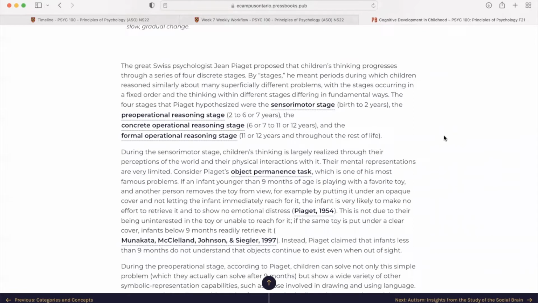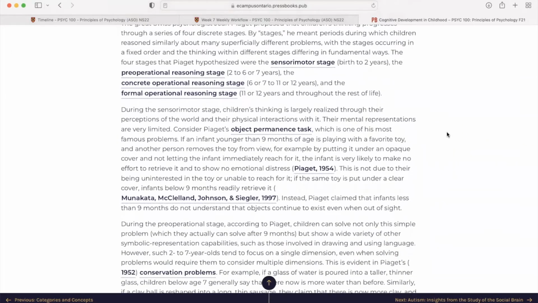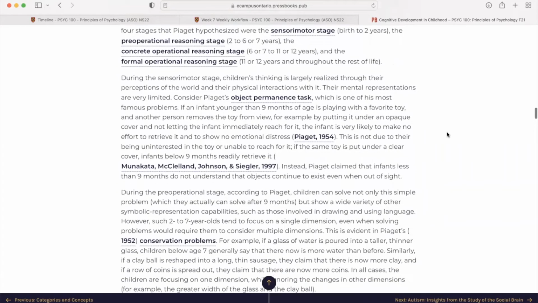During the sensorimotor stage, children's thinking is largely realized through their perceptions of the world and their physical interactions with it. Their mental representations are very limited. Consider Piaget's object permanence task, which is one of his most famous problems. If an infant younger than 9 months of age is playing with a favorite toy, and another person removes the toy from view, for example, by putting it under an opaque cover and not letting the infant immediately reach for it, the infant is very likely to make no effort to retrieve it and show no emotional distress.